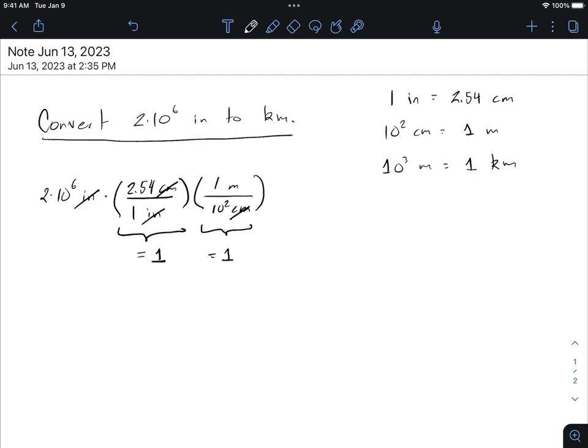And finally, I don't want meters, I want kilometers. So I do the same thing. I go to my conversion table and I see that 10 to the 3 meters is 1 kilometer. This meter cancels that meter.